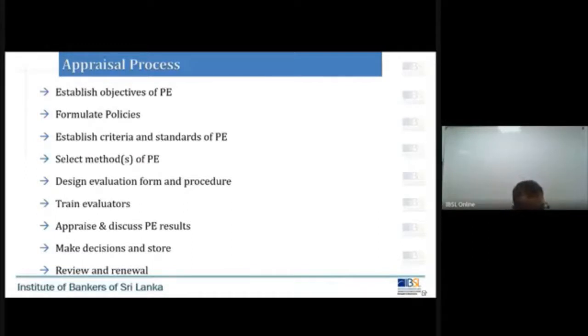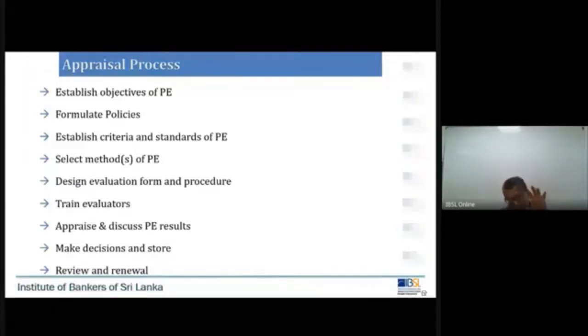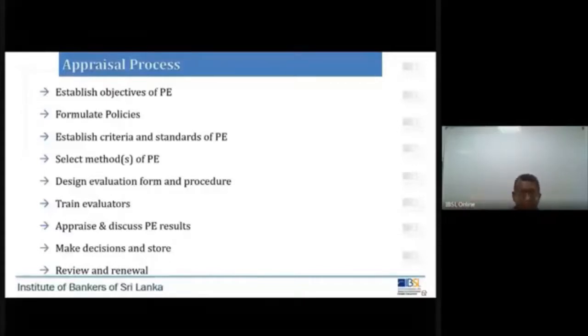Now the standards refer to rating scales. The standards refer to results like good, very good, average, like that. So that is a standard. Now, how are we going to measure these criteria? Good, very good, poor, and so on. Those are the standards.